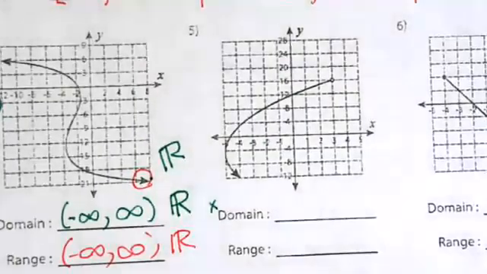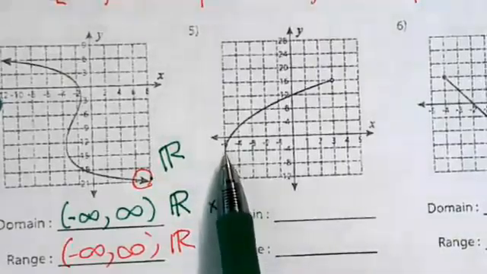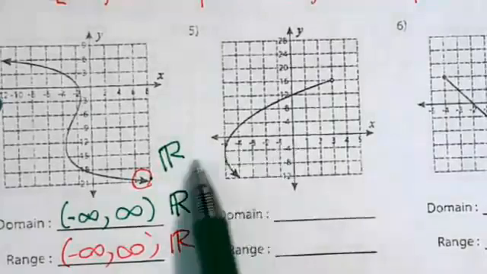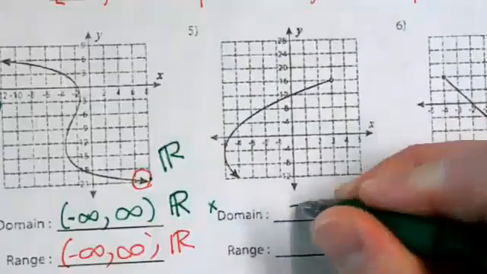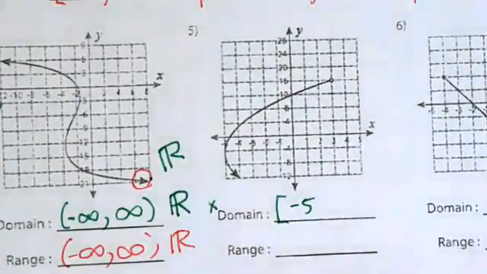So when I ask myself the question, how far to the left does this graph go? That's pretty easy to see that it goes all the way to this point. It doesn't go any further past this to the left. And my X value there is -5, and so that gets a square bracket. So that part I felt comfortable about.